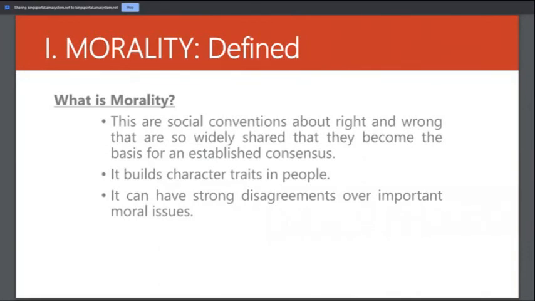These are social conventions about right and wrong that are so widely shared that they become the basis for an established consensus. It builds character traits as well in people. It can have strong disagreements over important moral issues. Of course, we do have our own personal beliefs about what is right and wrong. We do have different religions as well. We do have different cultures, so we may disagree with a certain issue as well.